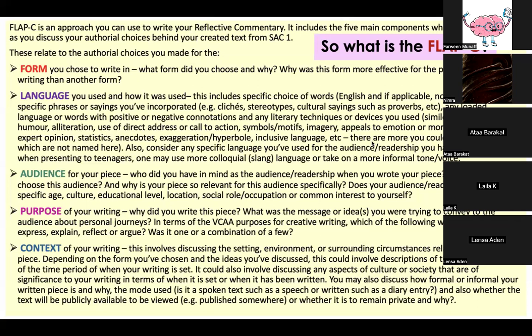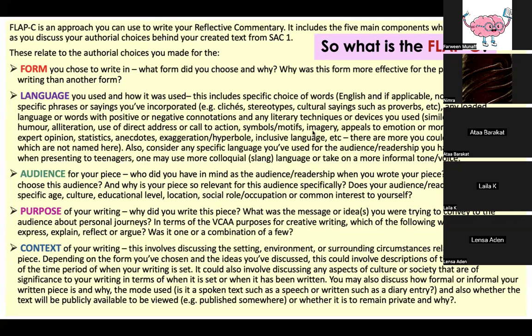Okay, so I'll just quickly go through them: humor, alliteration, use of direct address or call to action. This is a very good one for speeches. If you've said, okay, let's work together to make people feel proud of who they are and proud of themselves, and not feel ashamed of the journey that they're going through and the struggles and the setbacks that they're having, that's a call to action.